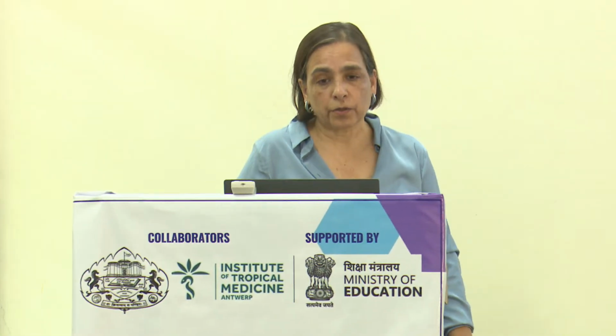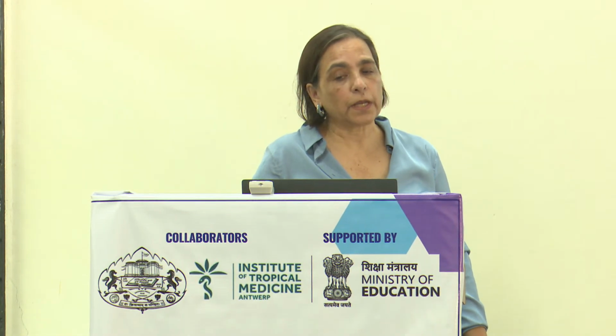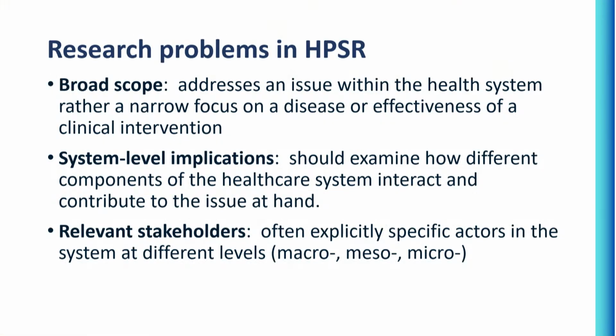All right? Good. We're going to stop this session soon, but basically, when you're thinking about problems in health policy and research, you are always trying to address an issue within the health system, rather than, as we said, a narrow focus on effectiveness of a clinical intervention or burden of disease. You're thinking about systems level implications. You're examining how different components of the healthcare system interact and contribute to your issue. And often you are thinking about a specific group of stakeholders.